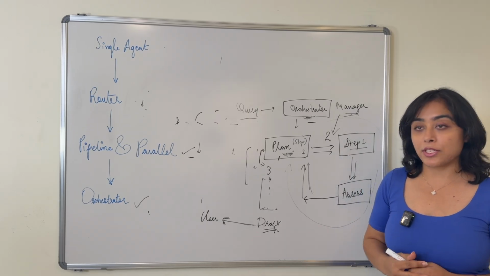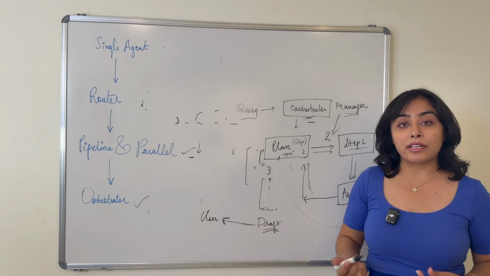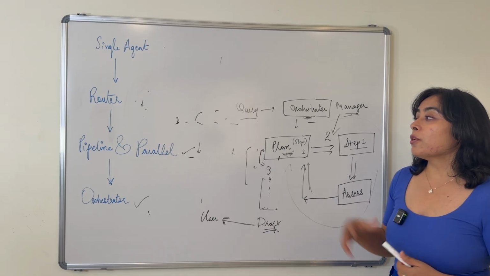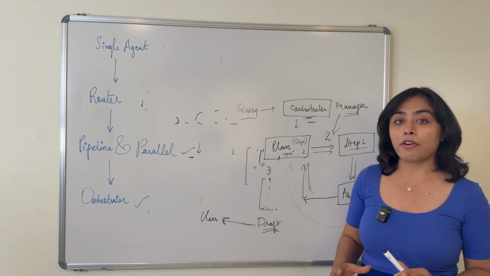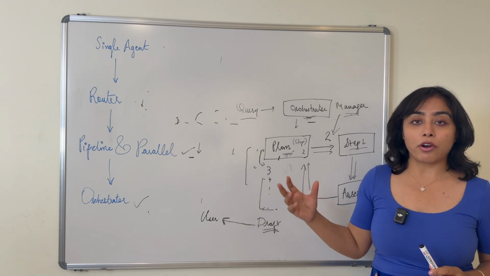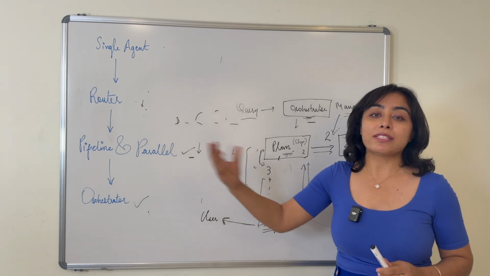So what happens in such cases? We need an evaluator loop in such cases, about which we'll learn in the next video. So I hope this video gives you a good understanding of why we need orchestrator pattern and what is the weakness of that orchestrator pattern that we'll solve in the next video.